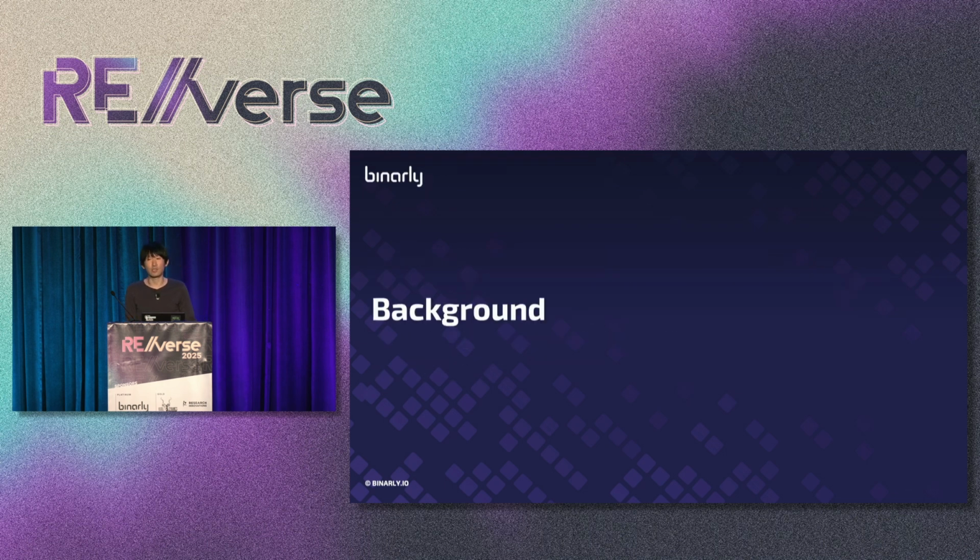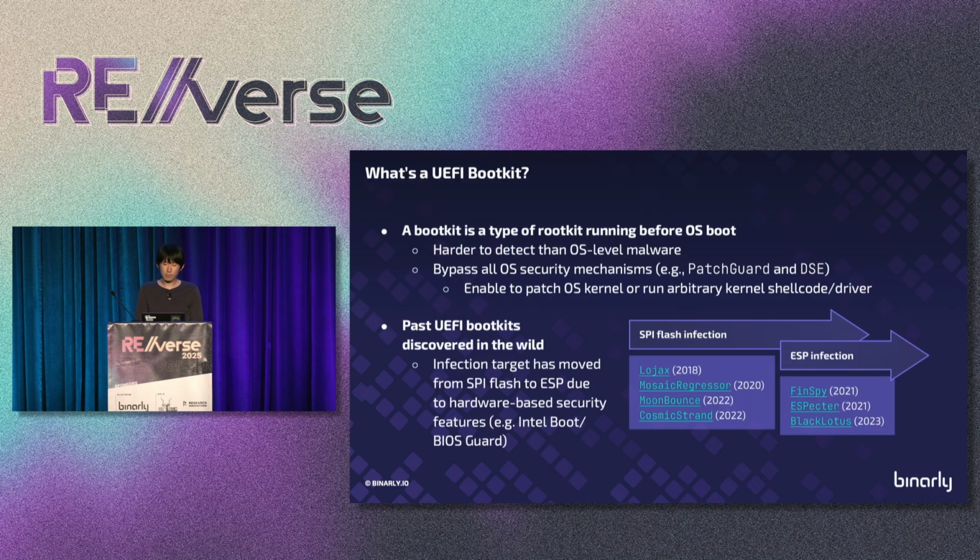First, I explain the background. A bootkit is a type of rootkit running before OS boot. Once installed, it's harder to detect than OS-level malware and can bypass all OS security mechanisms like PatchGuard, then enable it to run arbitrary kernel code. That's why it's attractive for attackers.